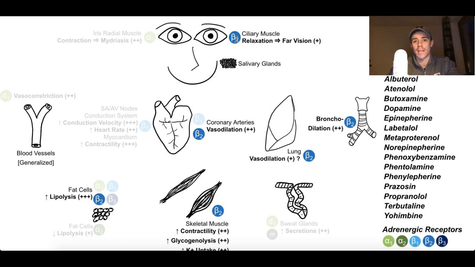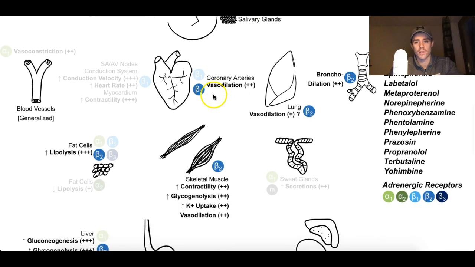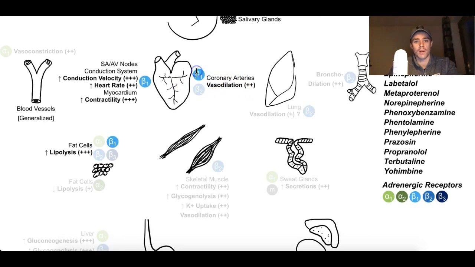So when we click on that beta 2 receptor, we see what happens at that respective organ system. We get an idea that, okay, when we click on the beta 2 receptor in the ciliary muscles, they relax. Okay, boom, that's in the eye. You look at other organ systems, and you see beta 2 in the heart leads to vasodilation, beta 1 leads to all these different things that we've discussed. They're the main things that I wanted people to take away in the article, as it relates to the cardiovascular system: an increase in conduction velocity, an increase in heart rate, increase in contractility.